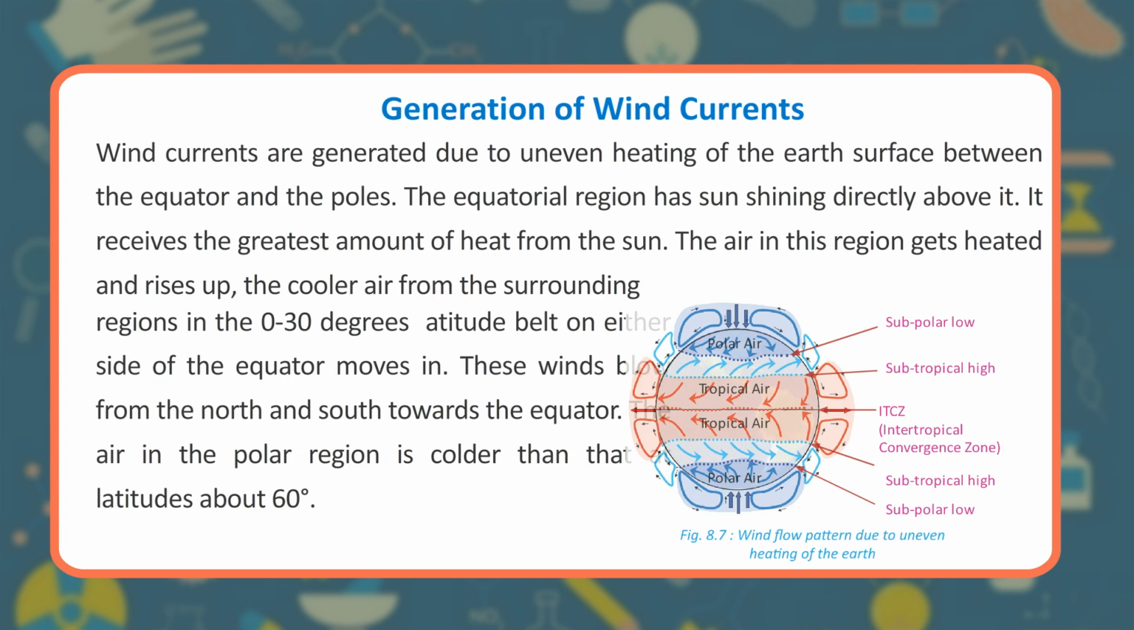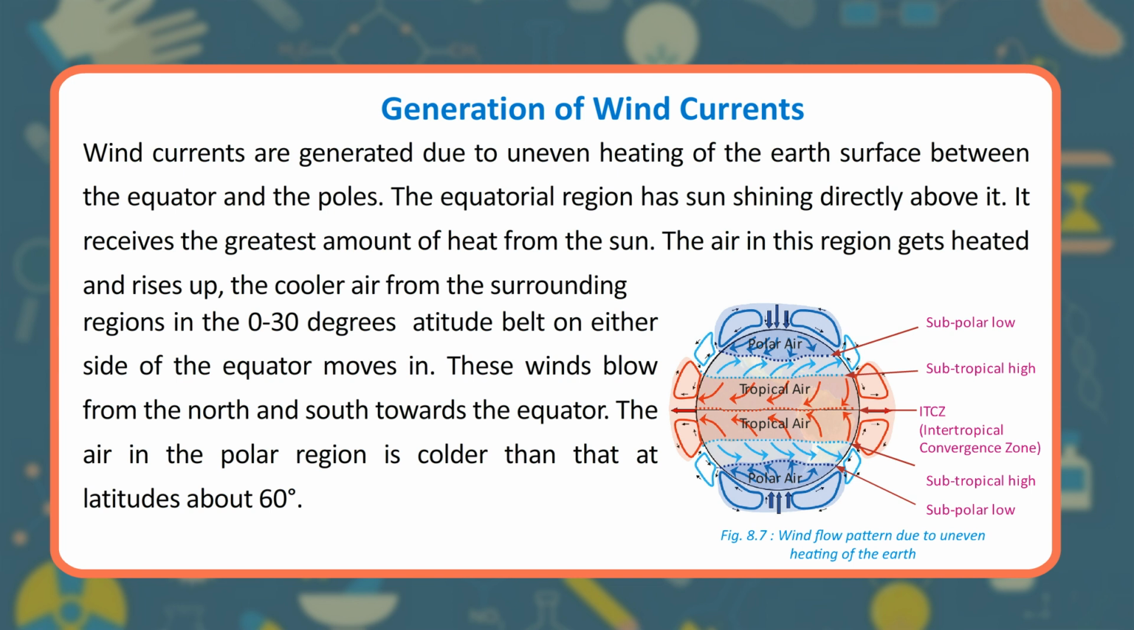Generation of wind currents. Wind currents are generated due to uneven heating of the Earth's surface between the equator and the poles. The equatorial region has sun shining directly above it. It receives the greatest amount of heat from the sun. The air in this region gets heated and rises up. The cooler air from the surrounding regions in the 0 to 30 degrees latitude belt on either side of the equator moves in. These winds blow from the north and south towards the equator.